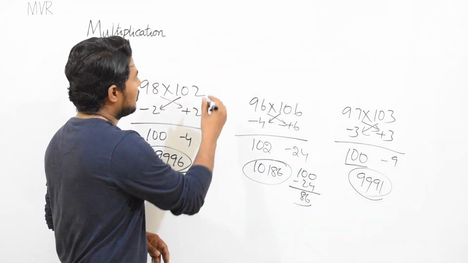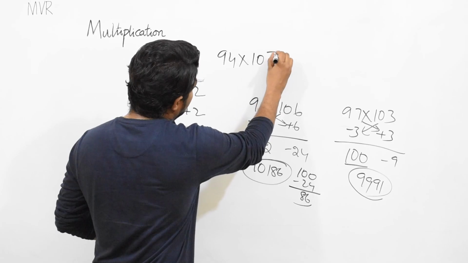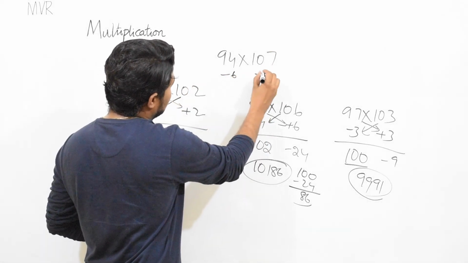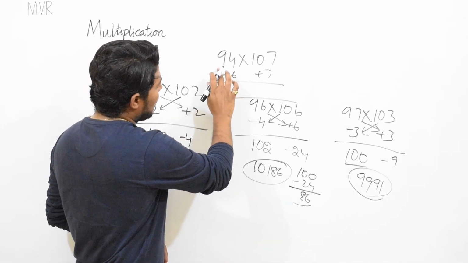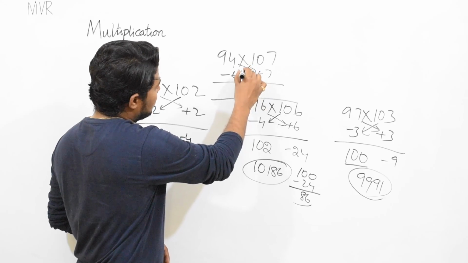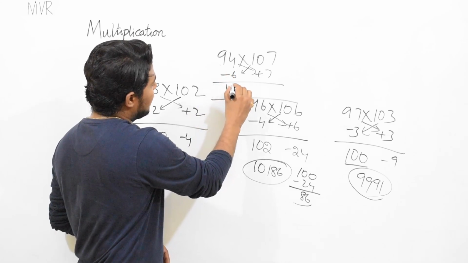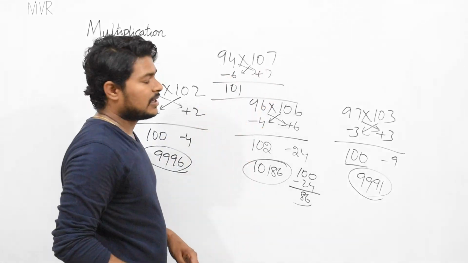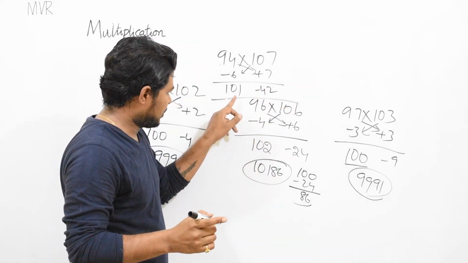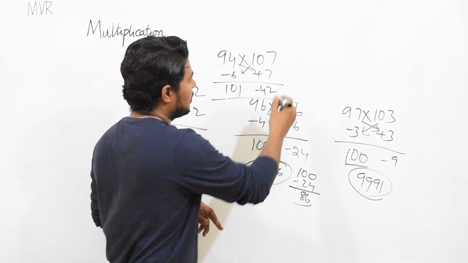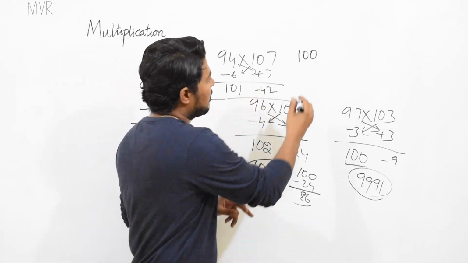We will take one more example. 94 into 107. So this will be minus 6, this will be plus 7. So now what is the next step? We need to do either this minus this or this plus this. 94 plus 7 or 107 minus 6. It is 101. 6 into 7 is 42. This will be minus 42. Now what you need to do? From 101 you need to give 1 that side. That will become 100, and then from 100 you need to subtract 42. That will be equal to 58.